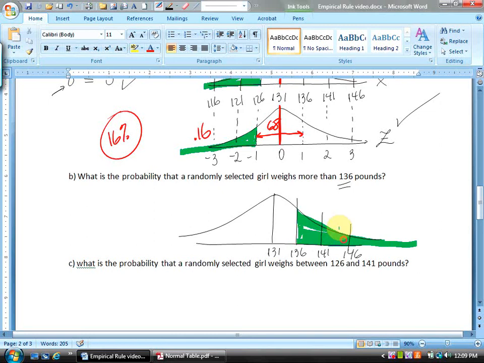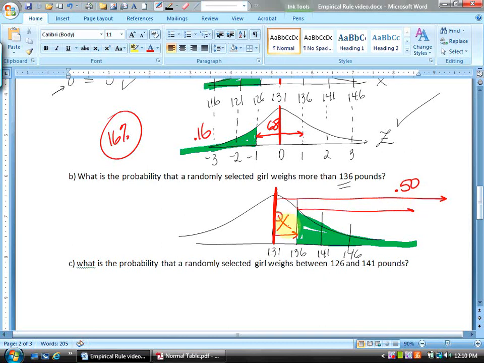So let's count. We went 1 standard deviation, and we don't want that. We want this spot here. Now we also know that if I take the center, and we go all the way to infinity, this whole part is 0.50. So it's the same logic we used before. The whole area is 0.50.